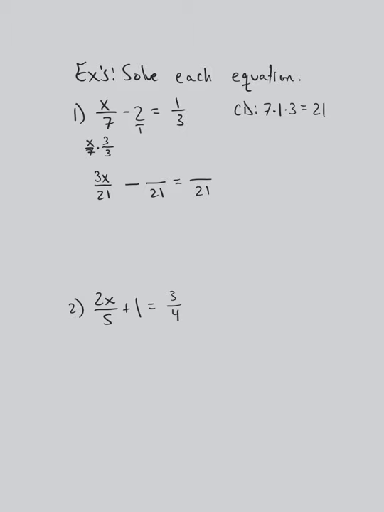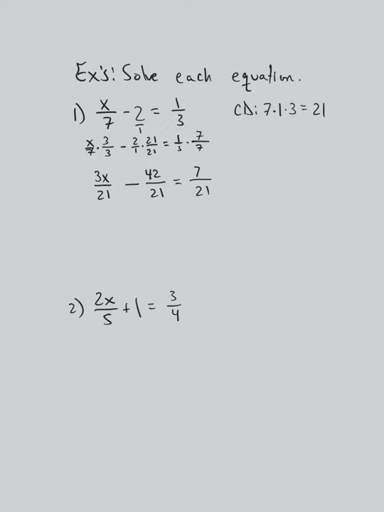Now we go to our second one. We have minus 2 over 1. I want its denominator to become 21, so I'm going to multiply top and bottom by 21. Then 2 times 21 in that numerator is going to be 42. And then I go to the right side of my equation with that 1/3. I want to end up getting 21 in my denominator, so that means I'm going to have to multiply top and bottom by 7.